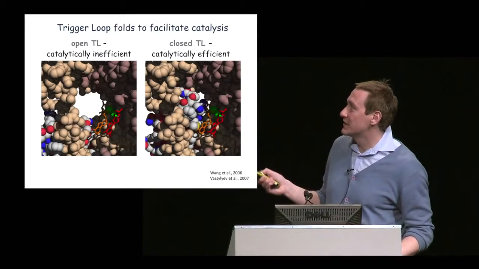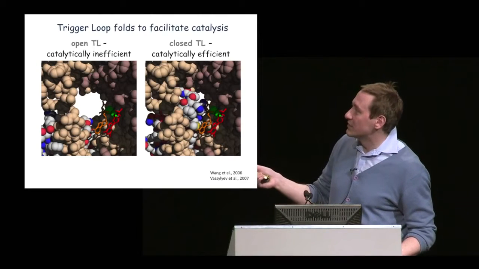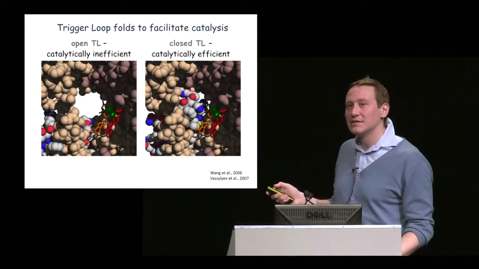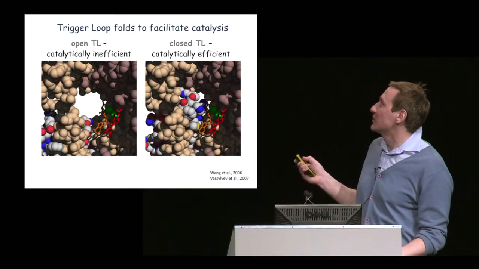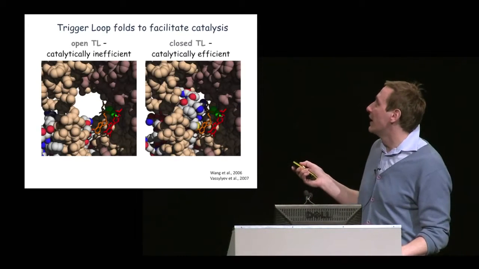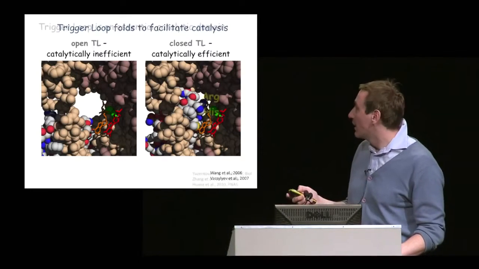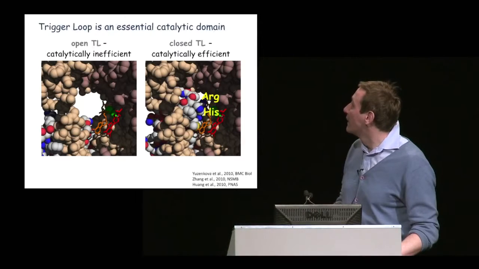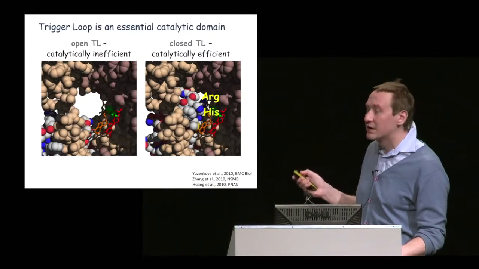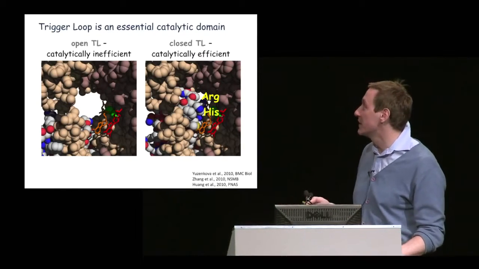So this is the open active center that is catalytically very inefficient. And the trigger loop is gray over there. It is an open state. And this state is stabilized by streptolydigin. And this is the closed conformation. And you can see how much more compact the active center is now and how the amino acid content of the active center changes. So we went on to show that histidine here and arginine over there, they participate directly in the catalysis by stabilizing the transition state of the reaction.